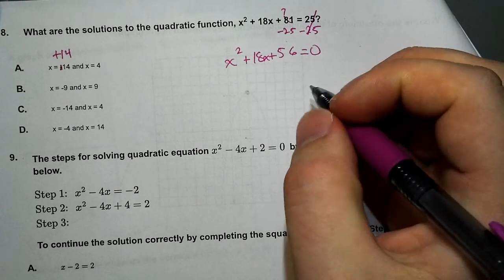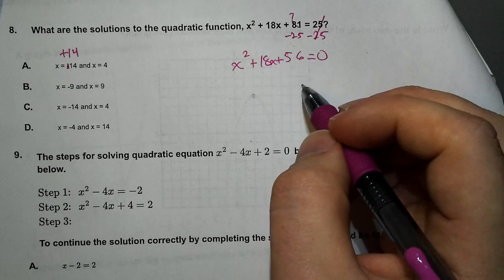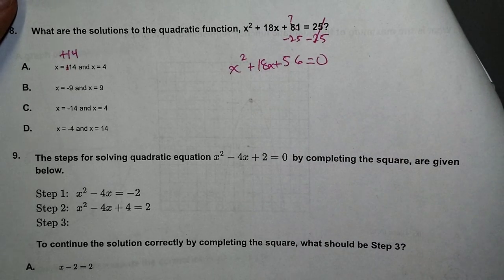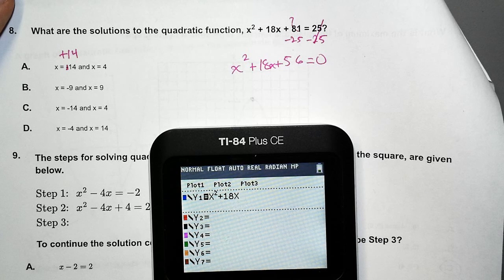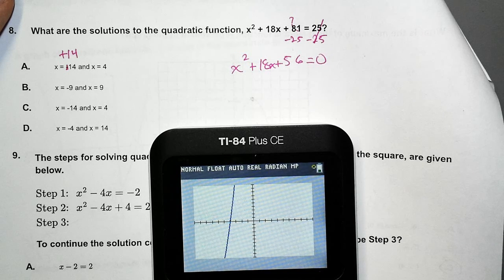And we need these solutions. So a couple different options. We could graph it. We could use the x method. Since we've already done the x method a few times, let's go ahead and graph it. Make sure we know how to do that. So on our graph, let's put in x squared plus 18x plus 56. And for our second line, we'll put in y equals 0. And then we'll hit graph.